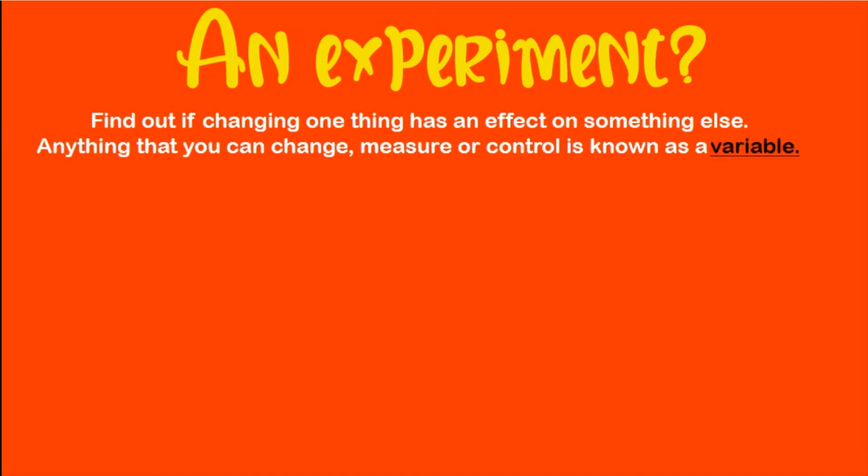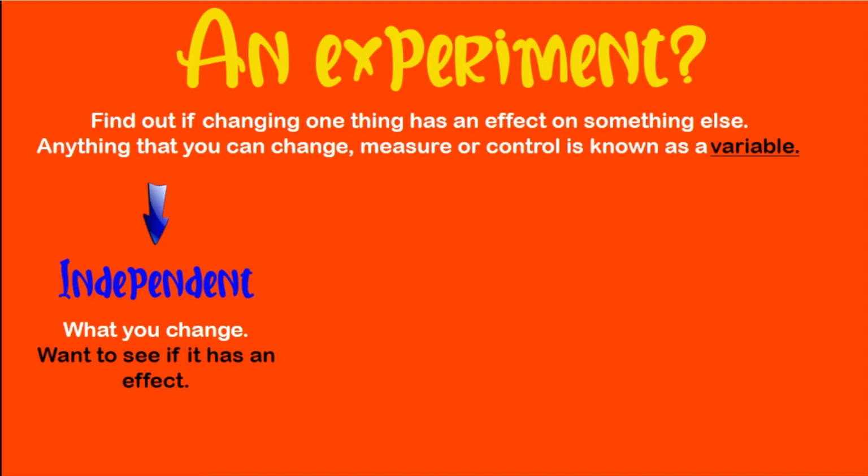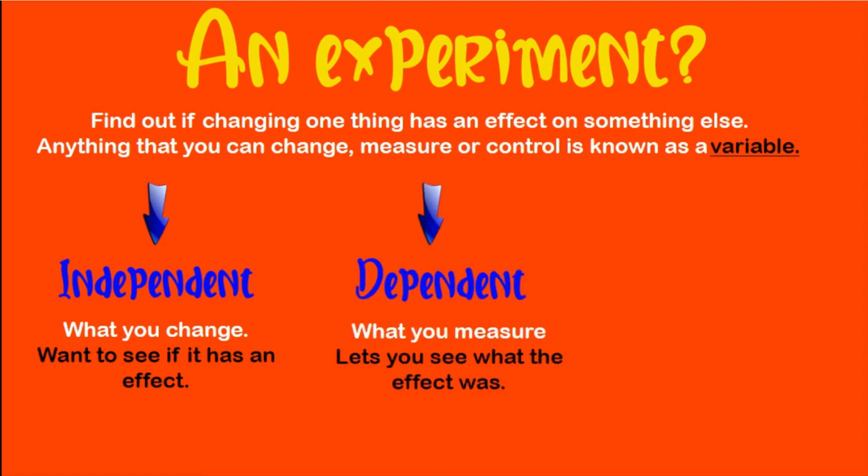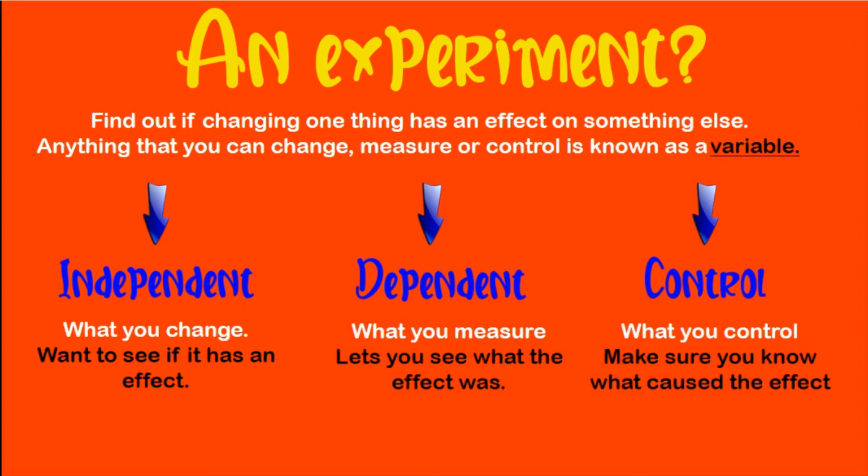So an experiment is just where you change one thing to see the effect it has on something else. And anything you're changing, measuring, or controlling is known as a variable. And there are 3 kinds. An independent variable, that's what you change so you can see what effect it has. The dependent variable is what you measure so you can see, well, what actually was the effect. And the control variable is anything that you keep the same, so you can be sure that whatever effect you see was caused by the thing you changed and not something else.